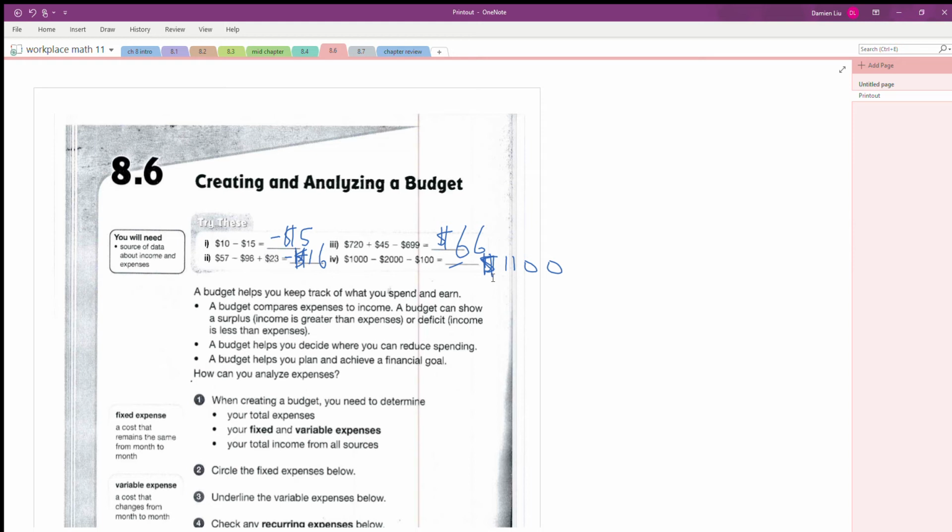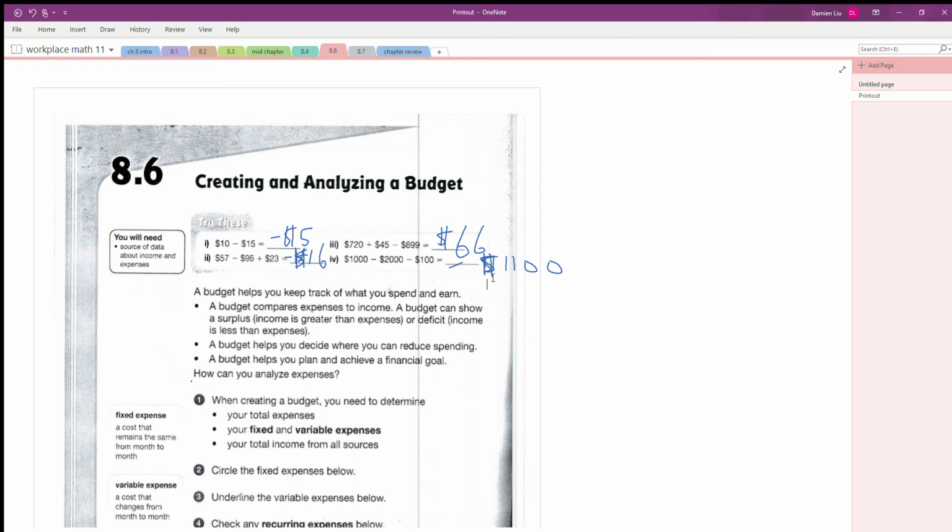Okay, a budget compares expenses to income, so what you spend to what you bring in. A budget can show a surplus, which means that you have more coming in than going out, or it can show a deficit, which means that it's deficient, it's less, so that means that you have less income than your expenses. That means you've got to pay more, but you don't have enough money coming in. That's called a deficit.